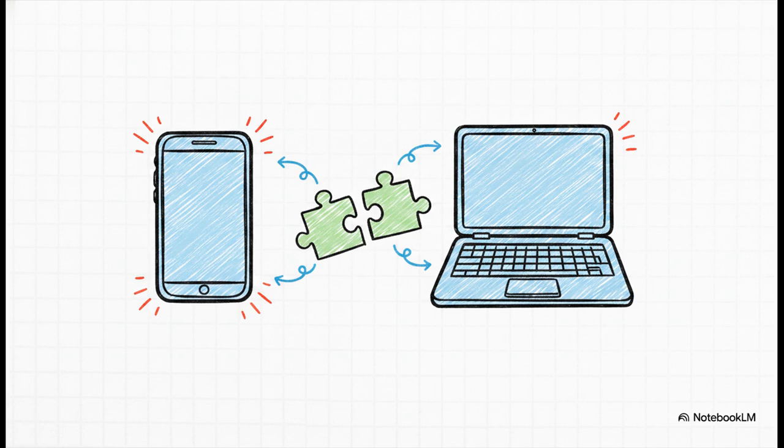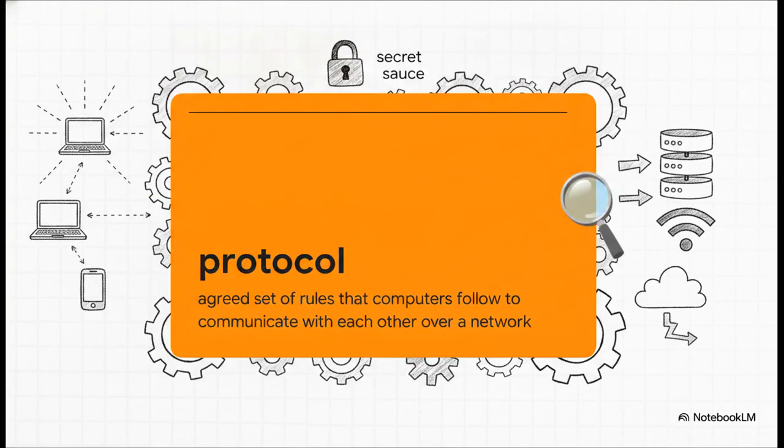Well, devices are kind of like us. To communicate smoothly and actually share information, they need a shared set of rules. And that brings us to our first major keyword, protocol. A protocol is an agreed set of rules that computers follow to communicate with each other over a network. Basically, these rules are the secret sauce that allows all kinds of devices, totally regardless of who manufactured them, to smoothly send and receive data.